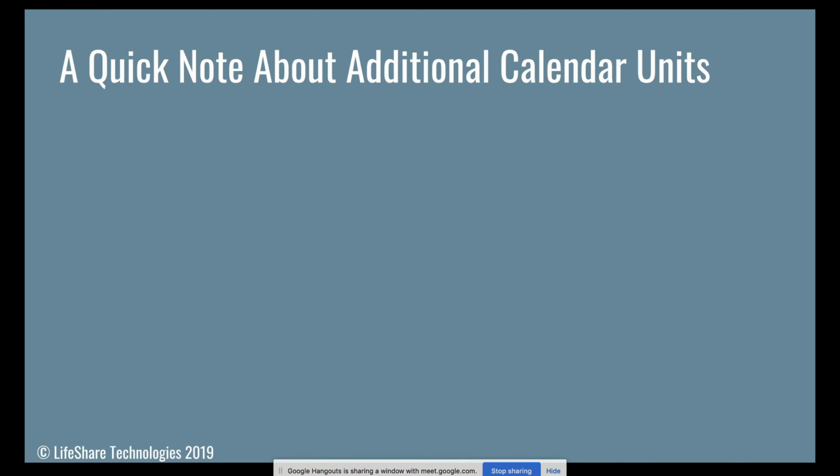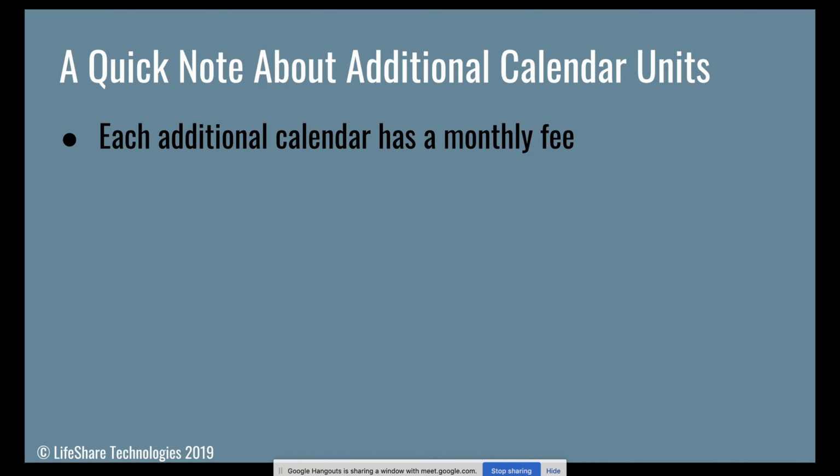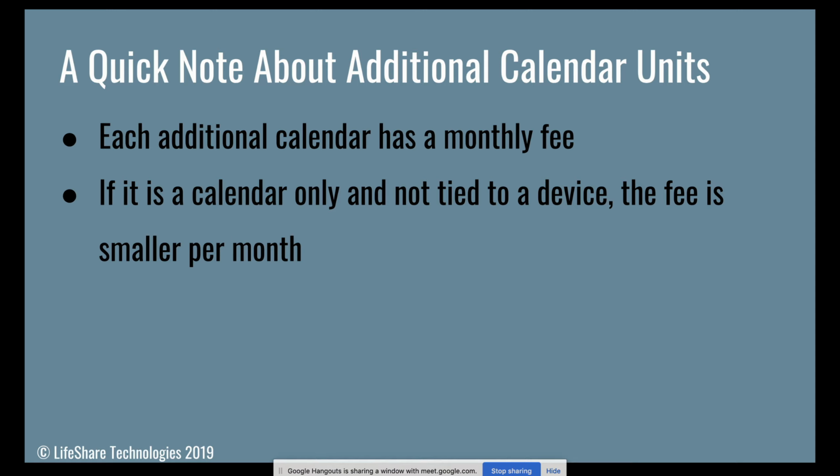Just a couple quick notes about additional calendar units. Each additional calendar has a monthly fee. However, if you get an additional community share unit, that calendar comes along with that community share. If it's a calendar only and it's not tied to the device, the fee is a little bit smaller per month than adding an additional device. So the calendar fee is a lot smaller than just adding a whole device.